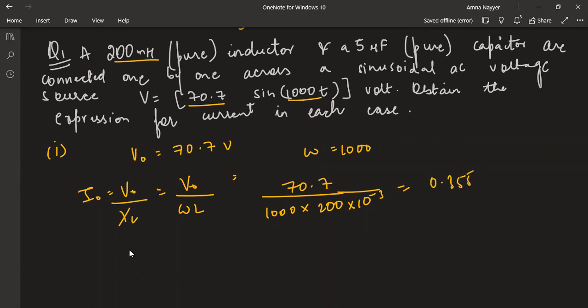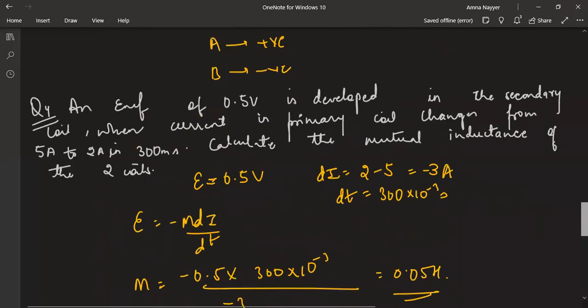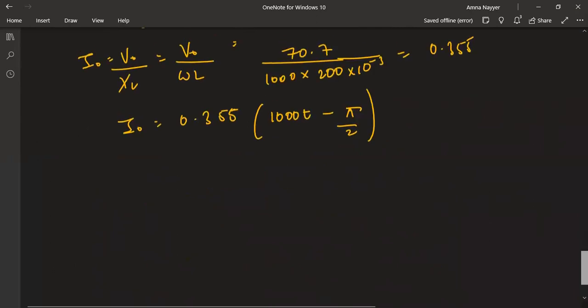Now, when you have to write down the expression, writing down the expression is not difficult. See, for inductor, we know current is lagging. So what we'll do, 0.355, that will be the peak value, omega t minus pi by 2. This will be the equation. Same thing when you have to find it for capacitor. For inductor, you write, Atif. For capacitor, also find it out.